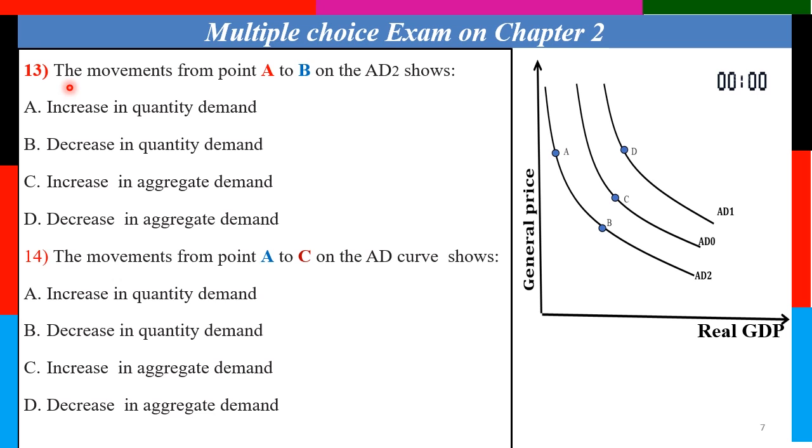Question number 30 up to number 50 depends on this graph. Question number 13, the movement from point A to B, here this is point A and this is point B, on the aggregate demand curve shows: A, increase in the quantity demanded; B, decrease in quantity demanded; C, increase in the aggregate demand; D, decrease in the aggregate demand.